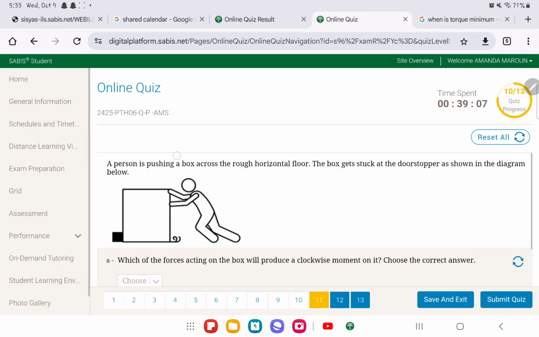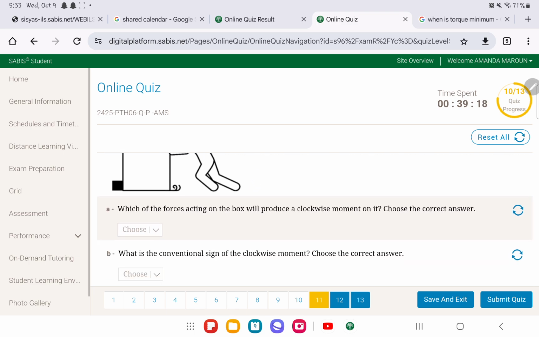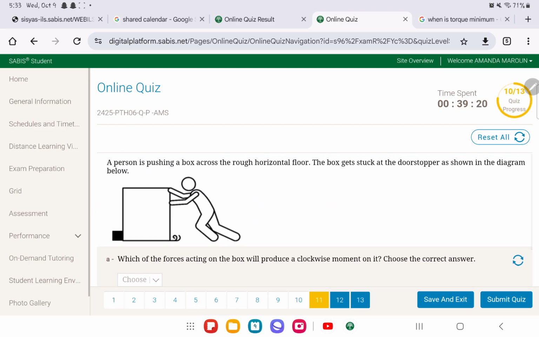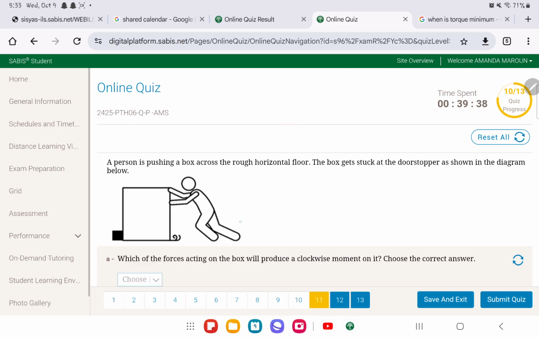Now question number 11. A person is pushing a box across the rough horizontal floor. The box gets stuck at the door stopper as shown in the diagram below. Which of the forces acting on the box will produce a clockwise movement? Okay. Clockwise movement meaning negative, meaning our thumb faces inwards. So let us check at our options. We have weight, friction, push by a person, and reaction of the door stopper.